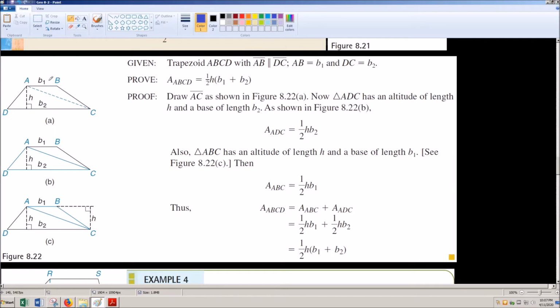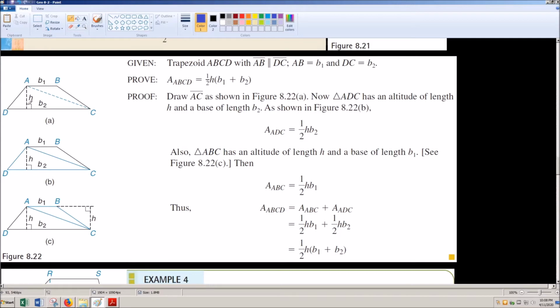Again, this is just to note this is our base. And I've got DC, which is going to be B2. So this is my second base down here. B1, B2, again, interchangeable, doesn't really matter. But H here matters, and that's the altitude. So the first thing we're going to do is draw in our altitude. That's this height H here.